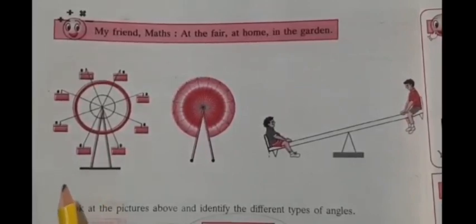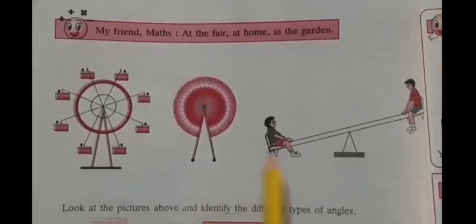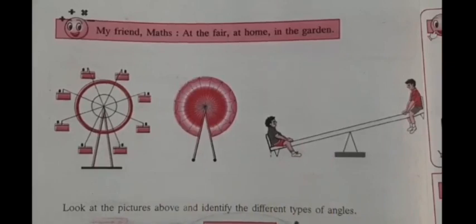So now the next thing is my friend Max at the fair, at home and in the garden. At the fair you can see this merry-go-round. At home you can see this fan which we use to take air, isn't it? And this in the garden is a seesaw. Look at the pictures above and identify the different types of angles.